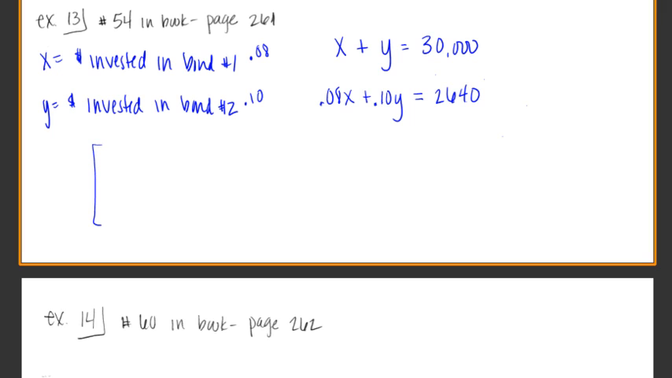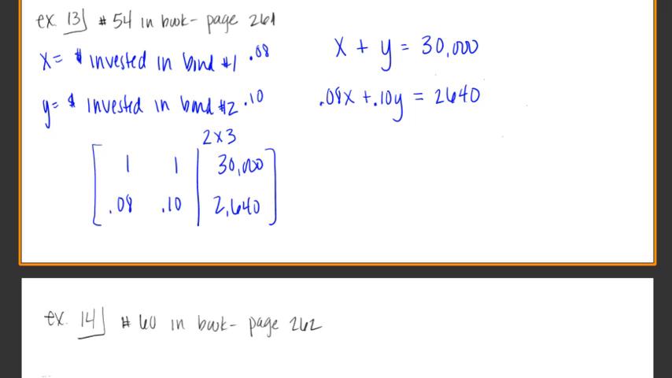Okay, and now since we're more in the form of matrices, let's form our matrix first, and then let's use our calculators to help solve it. Column 1 is going to be all about the x's, so x is 1 and 0.08. Column 2 is the y's, so 1 and 0.10. And then column 3 will have $30,000 and then $2,640. Okay, if we look at the dimensions here, it's always rows by columns. So this right here is a 2 by 3 matrix.